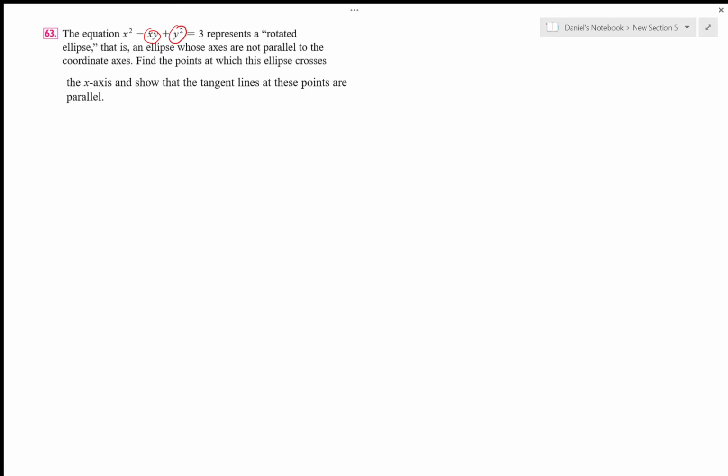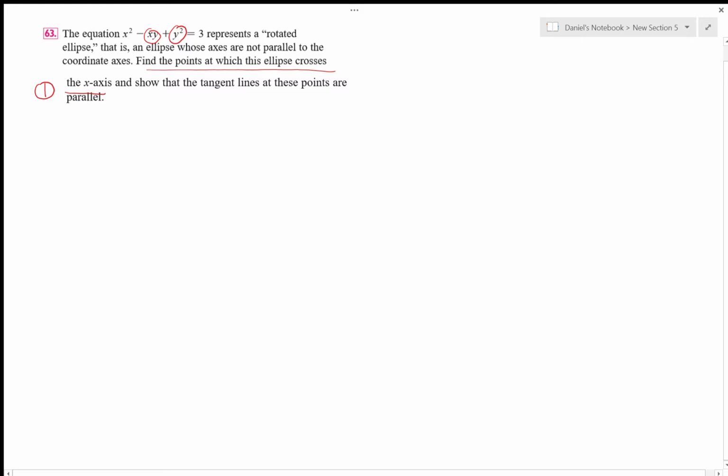Okay, so in this question, if you look at it, we actually have three parts. It says find the points at which this ellipse crosses the x-axis. So that's the first one, right? And hopefully you recognize it as soon as you see crosses the x-axis. This is the x-intercept. So you're looking for the x-intercept as the first part.